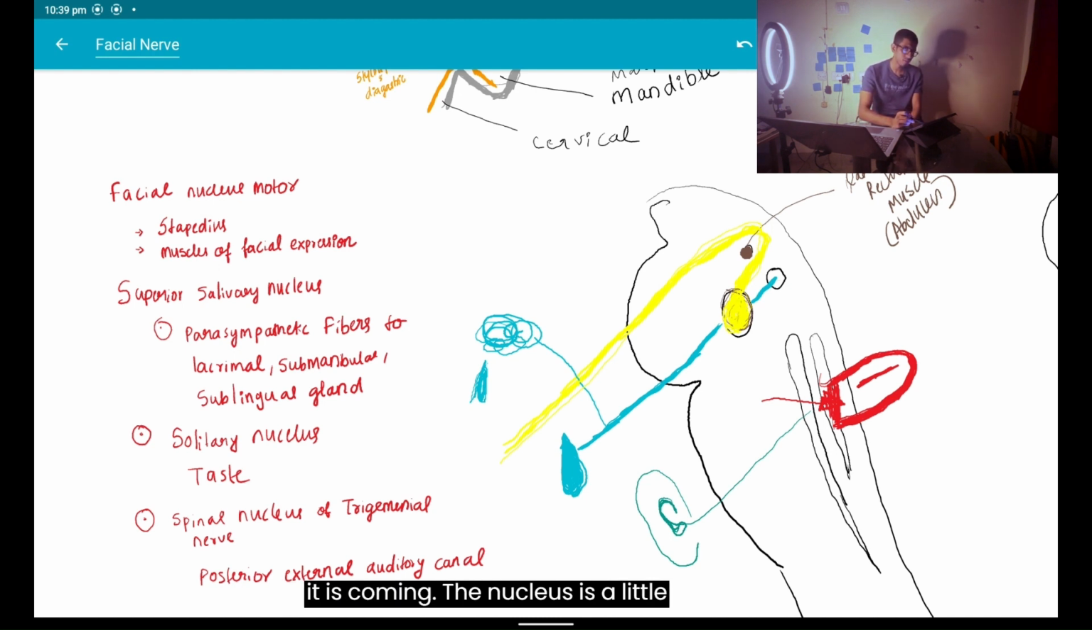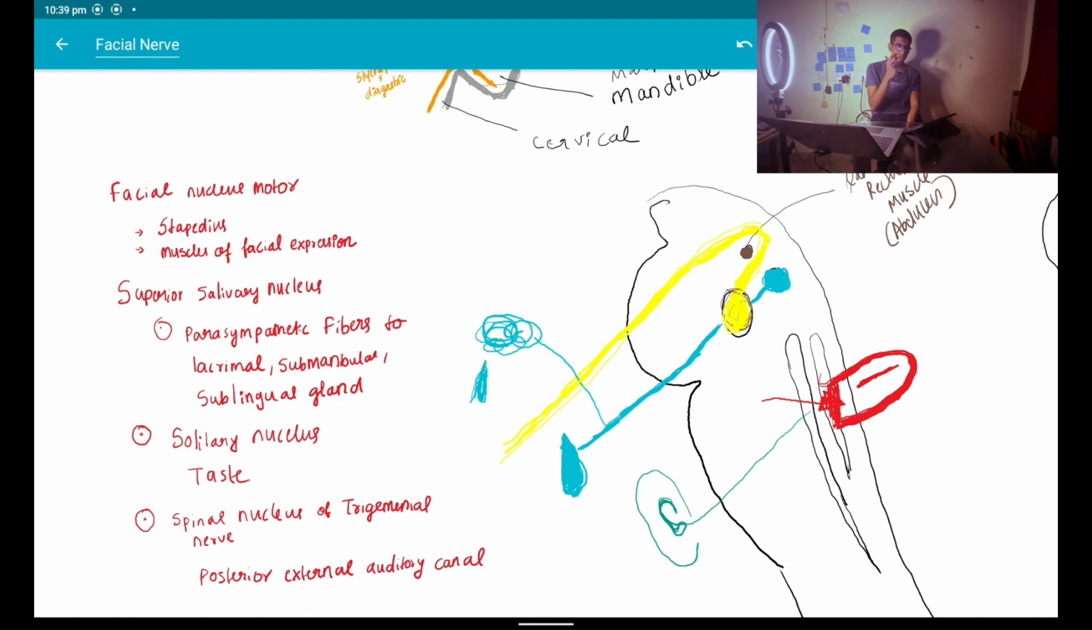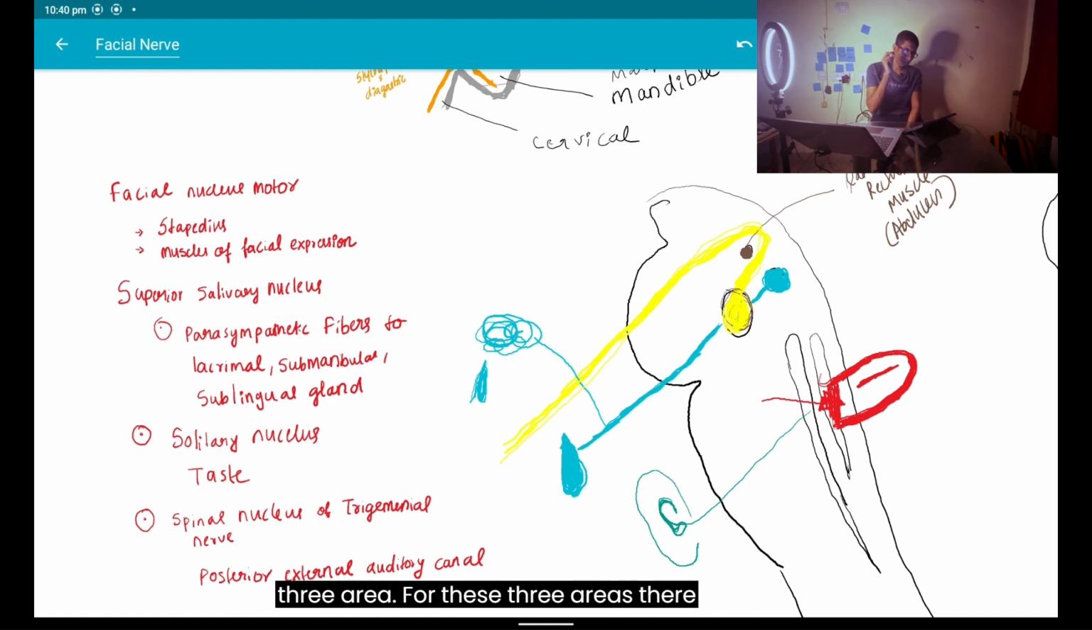So where it is coming, the nucleus is a little behind the facial one. This blue part is the nucleus for the salivary and lacrimal. Superior salivary nucleus gives parasympathetic fibers to the lacrimal, submandibular and sublingual glands. Lacrimal is to the eye, and submandibular and sublingual are around the mandible area, below the tongue. So these are glands, different glands in these three areas. For these three areas, the parasympathetic, which is the autonomic branch, is coming from the superior salivary nucleus.